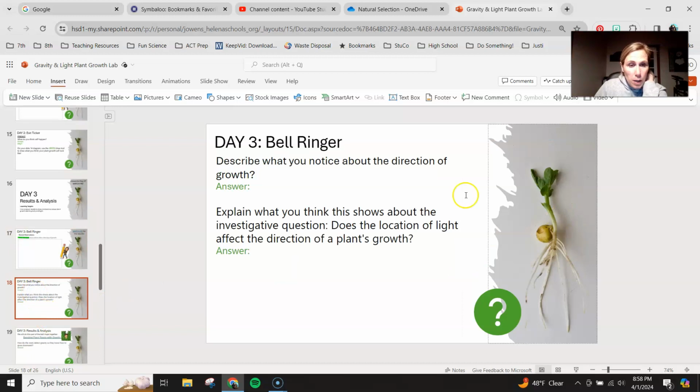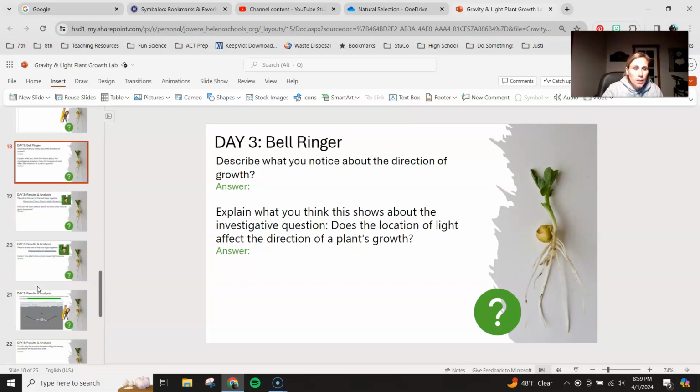Okay, also part of your bell ringer, describe what you notice about the direction of growth. Remember, really focus in on the stems on this one to see how the light can influence those. And explain what you think this shows about the investigative question: does the location of light affect the direction of plants' growth? Go ahead, pause this video and complete your bell ringer on slides 17 and 18. When you're done, come back to this video and we'll move on and I'll tell you how to finish this assignment.